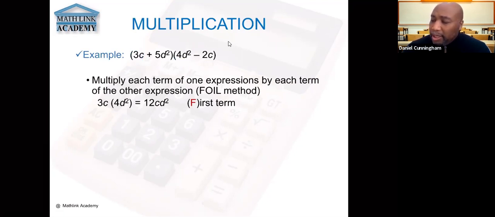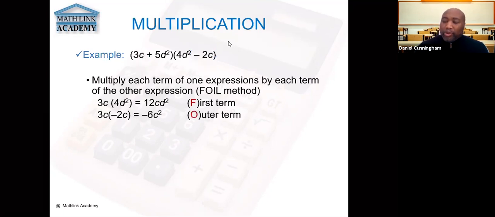Now, let's look at the outer and inner terms. First, outer. So our outer is here. Again, don't forget that's a negative 2C. That's my outer. So let's see what happens there. We do 3C times a negative 2C, which equals a negative 6C squared. And so that's my outer term.